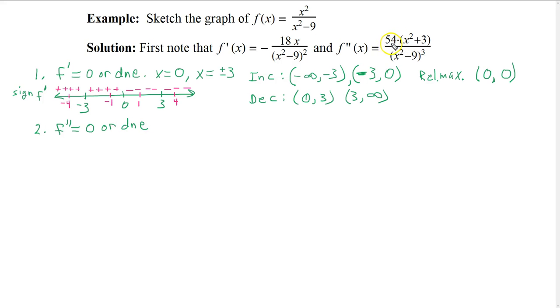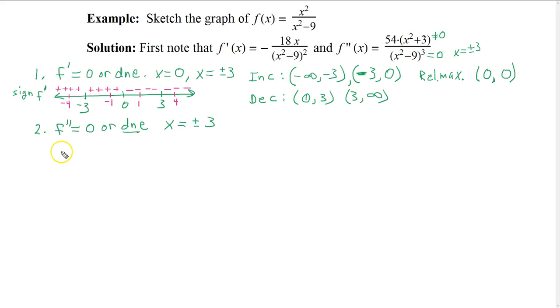Let's see, the numerator is never equal to 0, right? X squared plus 3, that is never 0. The denominator does equal 0 when x is plus and minus 3 again. So that's where we're going to have critical numbers for f prime, where the second derivative is 0 or does not exist. So f double prime does not exist at plus and minus 3. And it's not equal to 0 anywhere. We don't have to worry about it equaling 0 because the numerator is never 0.